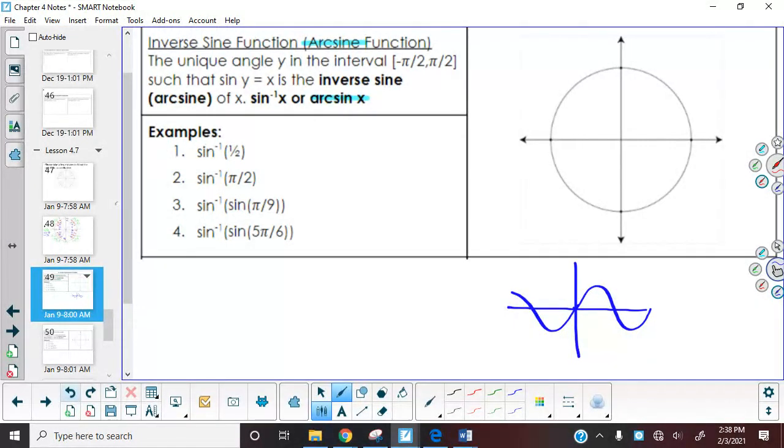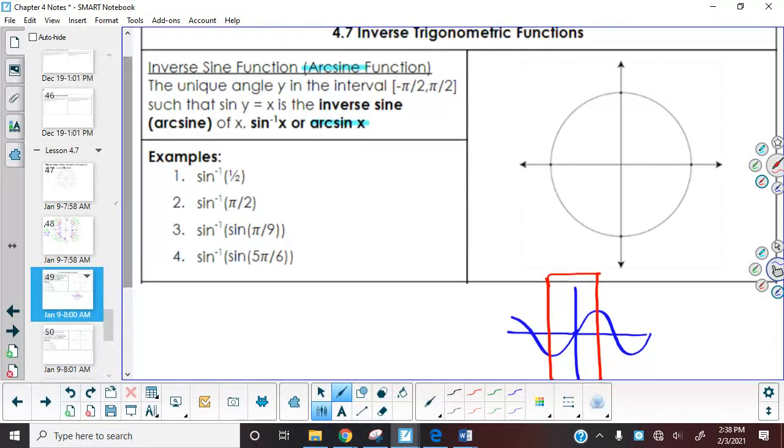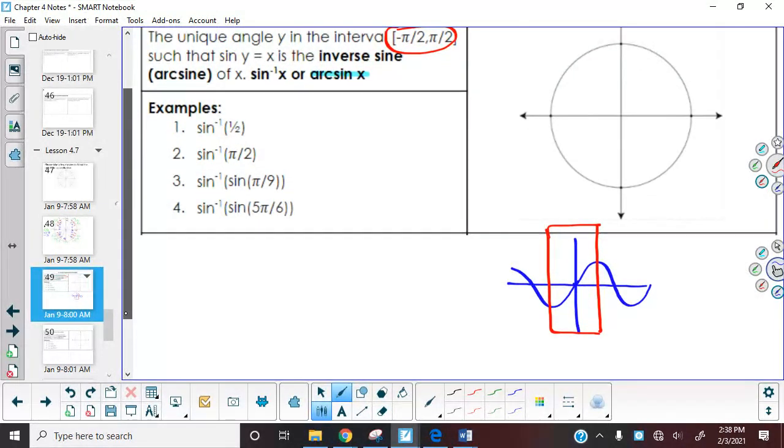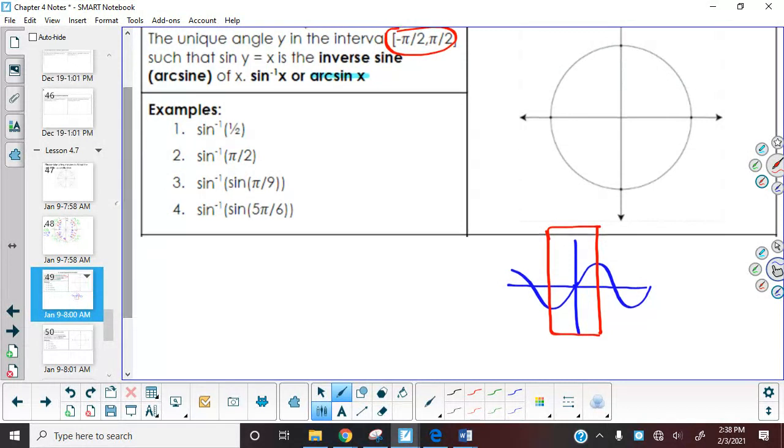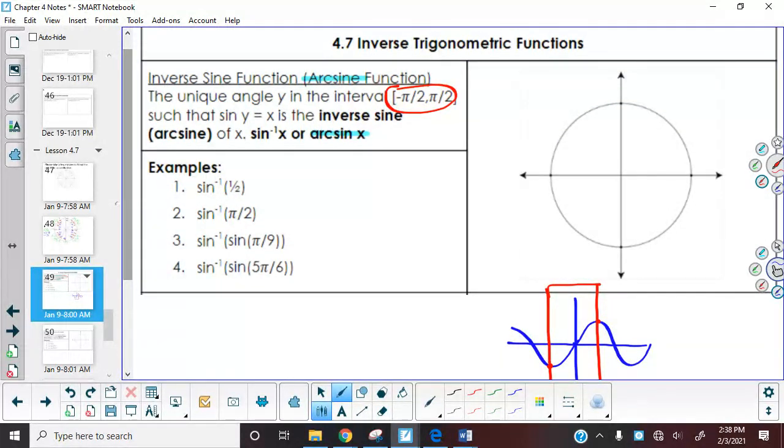But if we take a look and we cut what we're looking at a little bit here and here to just focus on that window that I just outlined, now this part will pass that horizontal line test. So if you look at your information up here, this is why our interval is limited to negative pi over 2 to positive pi over 2, because if we look at the window that I just sketched, that's exactly where your minimum and maximum are. Here is negative pi over 2 and positive pi over 2. Now, if we think in terms of our unit circle, negative pi over 2 and positive pi over 2 is going to be going from here to here. So that's going to be in quadrant 1 and 4.